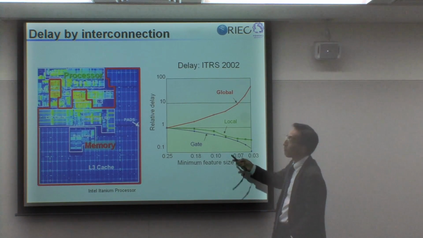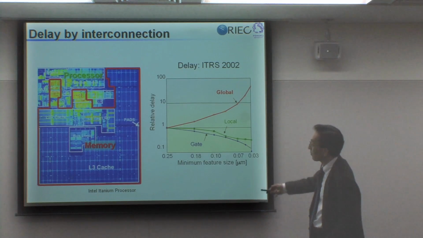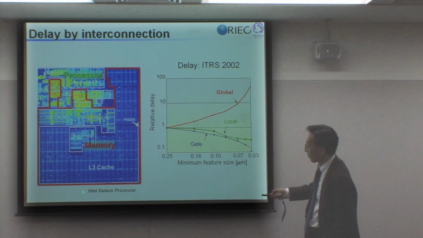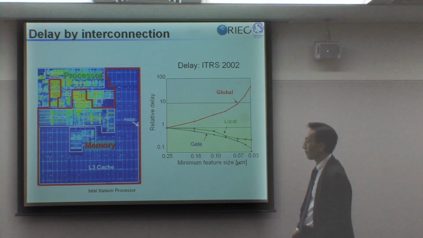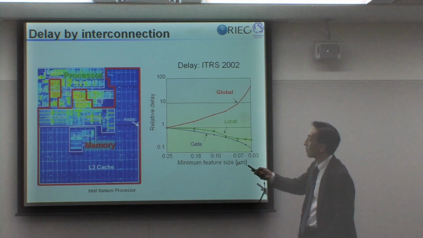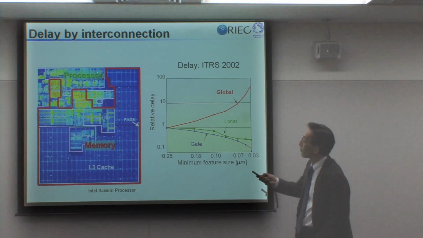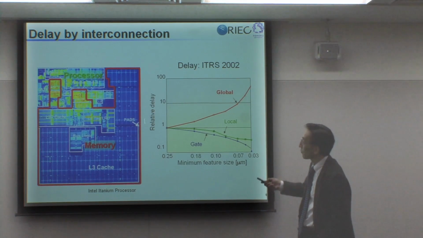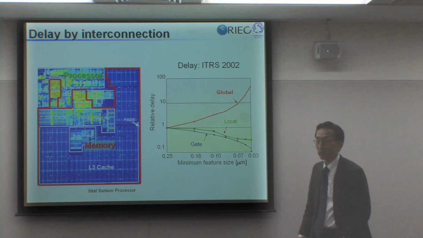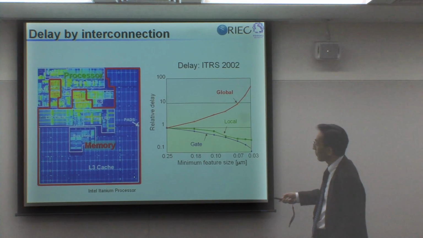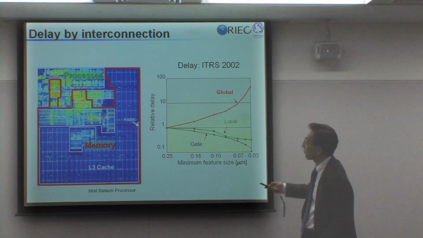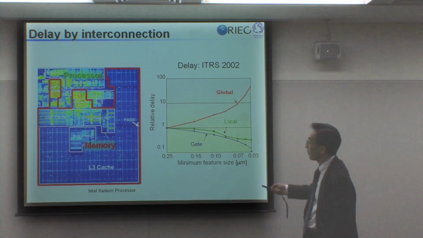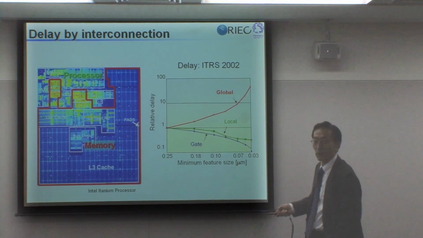Another challenge is delay by interconnection. So this is a processor, a rather old Itanium processor from Intel. We have multi-core processors today, but basically the structure is very, very similar. You have a processor part here, and although you call it a processor, most of the part is occupied by memory. And you have to load your information from here to there and put it back again. And this is called global interconnection.